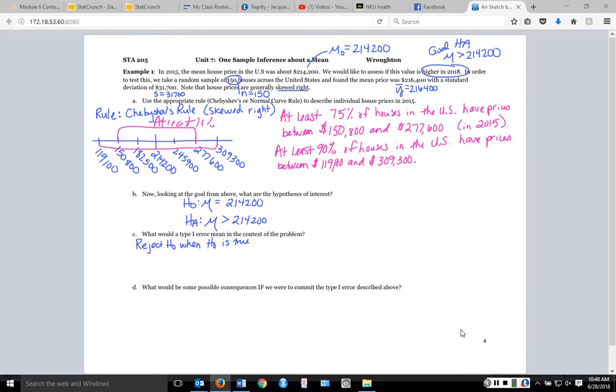But now I need to put that in the context of the problem. So if I reject the null, what that really means for me is I'm going to believe that the mean house price has increased. That's what rejecting the null hypothesis would mean to me. But that's not actually true. So when it hasn't increased, that's our error part.